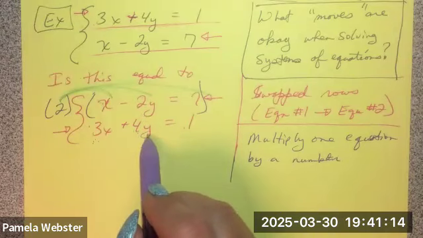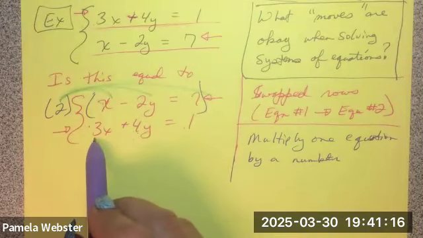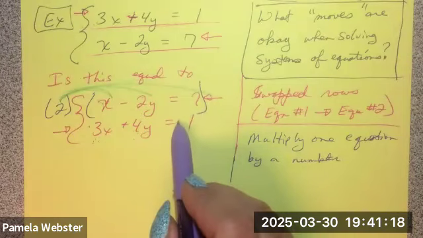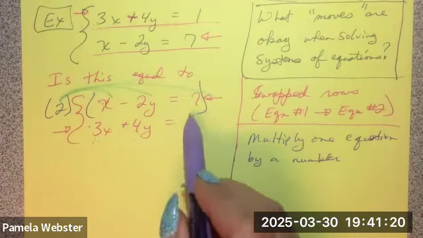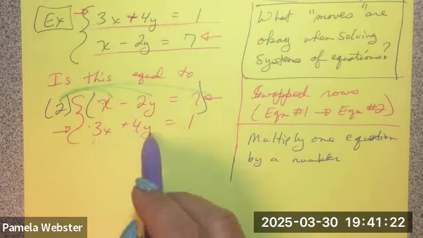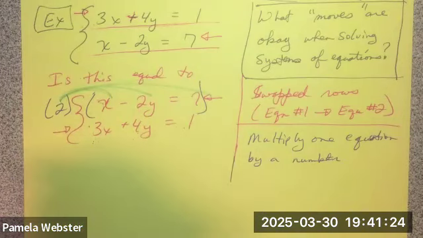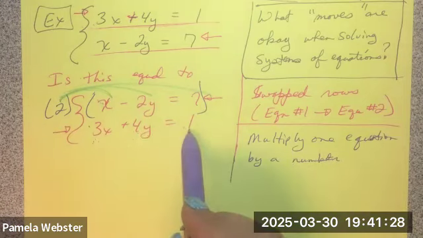Why don't I do that? Well, I don't want to have 3 over 2, and I don't want to have 1 over 2, just to get a 2y here. I don't want to deal with fractions any more than I have to. But I could have multiplied that.